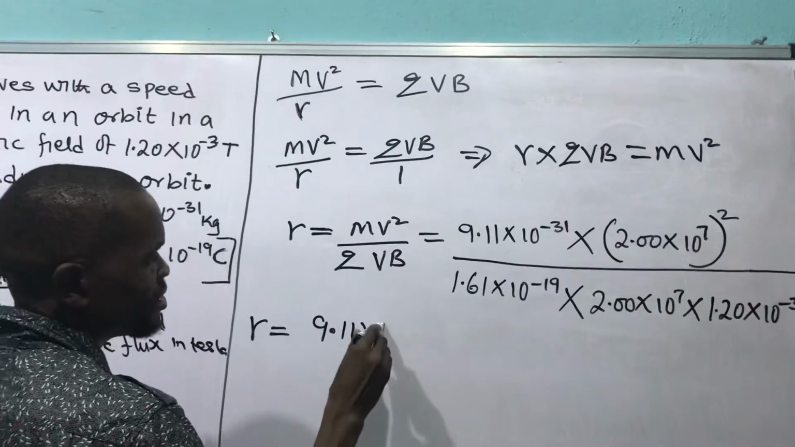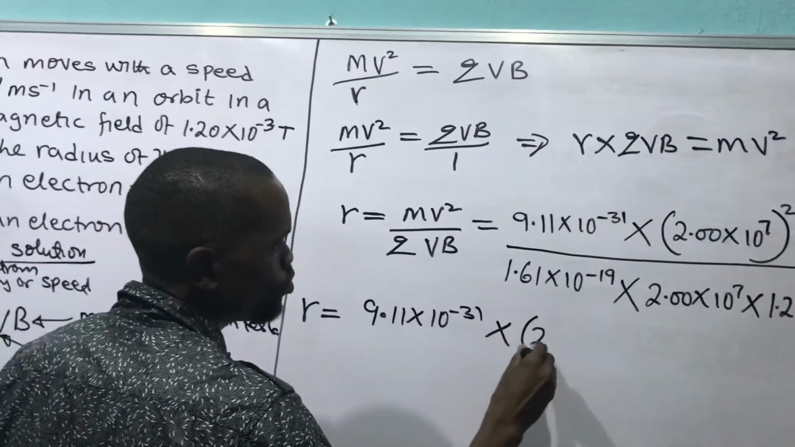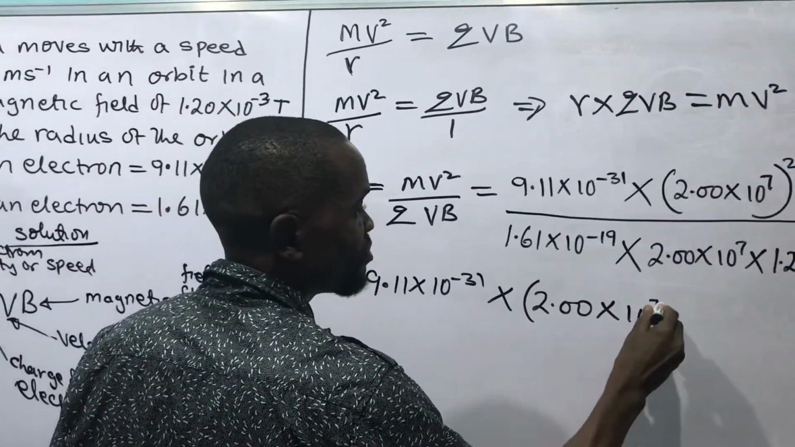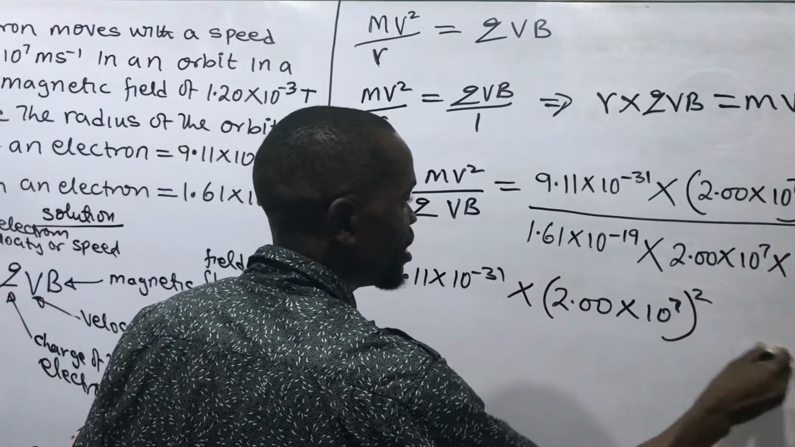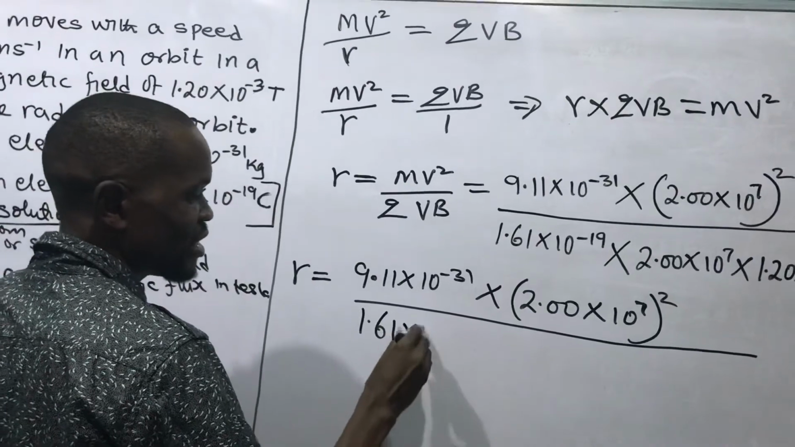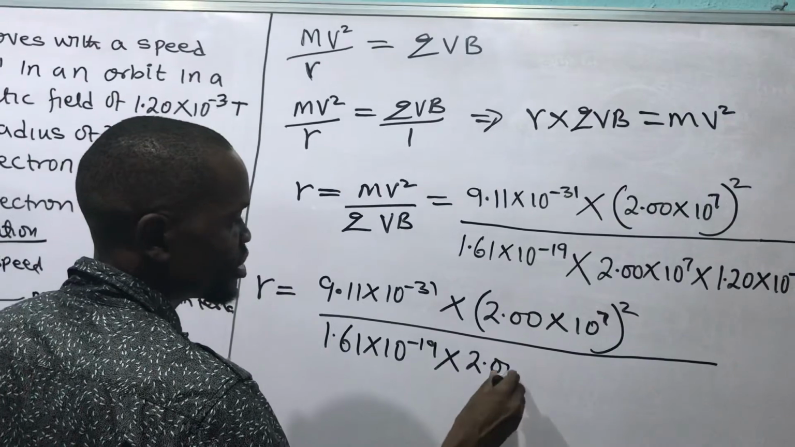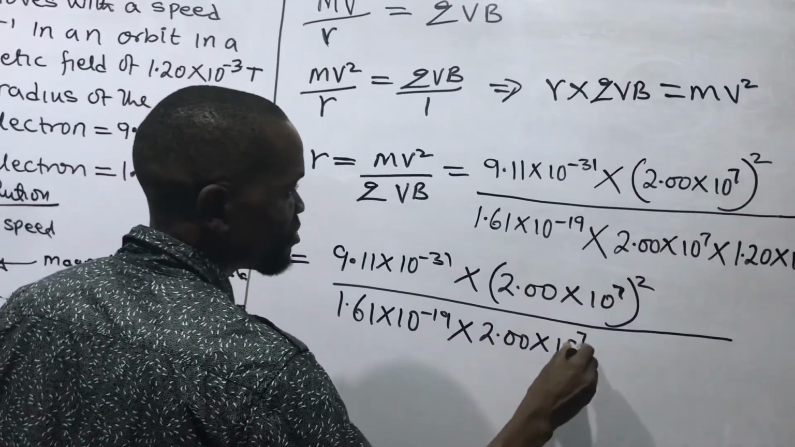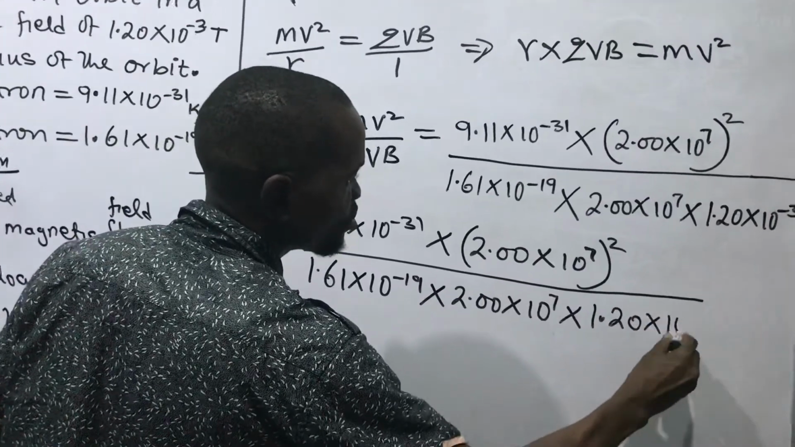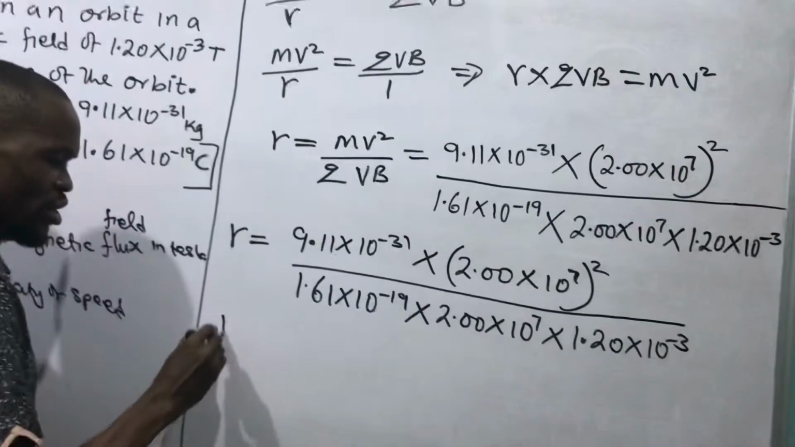9.11 times 10 raised to power minus 31 times 2.00 times 10 raised to power 7 all squared, divided by 1.61 times 10 raised to power minus 19 times 2.00 times 10 raised to power 7 times 1.20 times 10 raised to power minus 3. Now, you can apply your calculator. You can use your calculator.